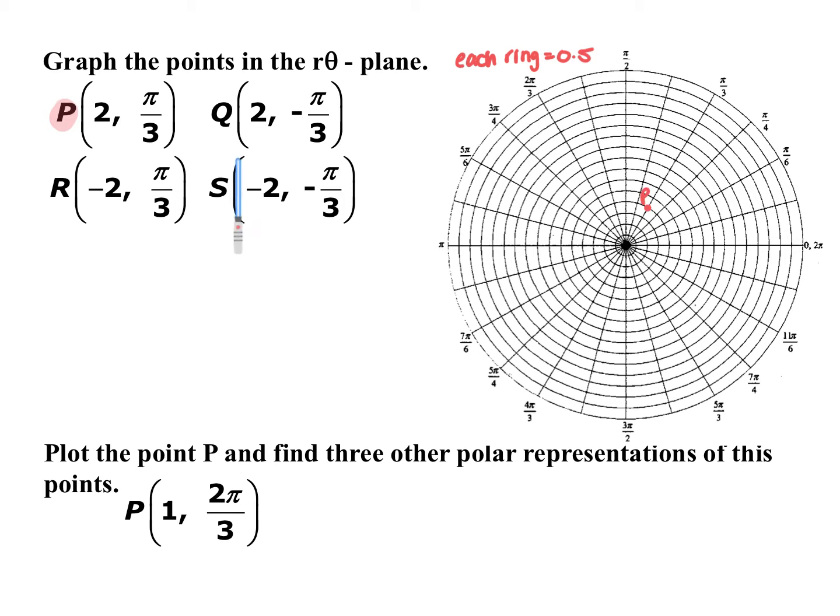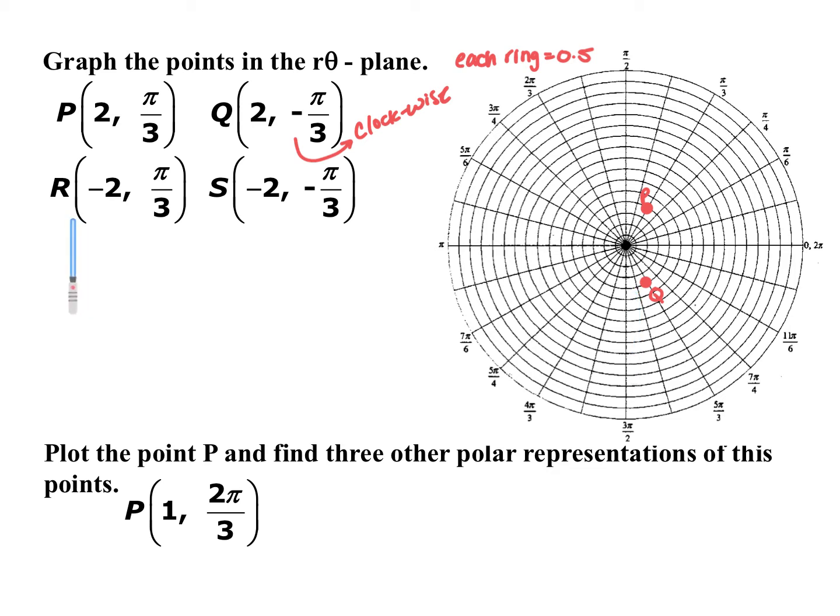If I want to do the point Q, which is 2 comma negative pi over 3, we remember from earlier this year that a negative angle means that we're going to go clockwise instead of counterclockwise. So for an angle of negative pi over 3, I'm going to start at the polar axis and go down pi over 3, so I end up on the same line as what's listed as 5 pi over 3, and then again, I'm going to go out a distance of 2 in my radius. So this would be point Q.